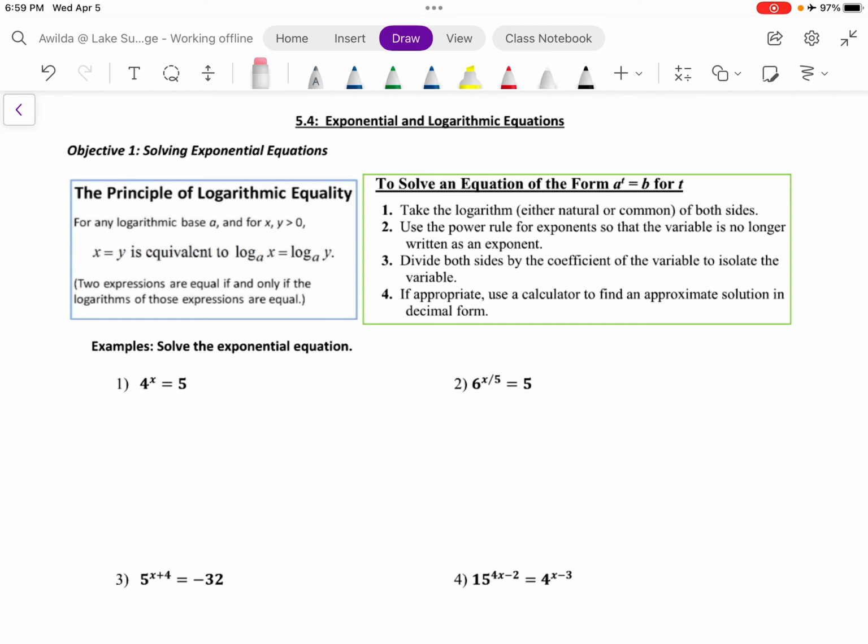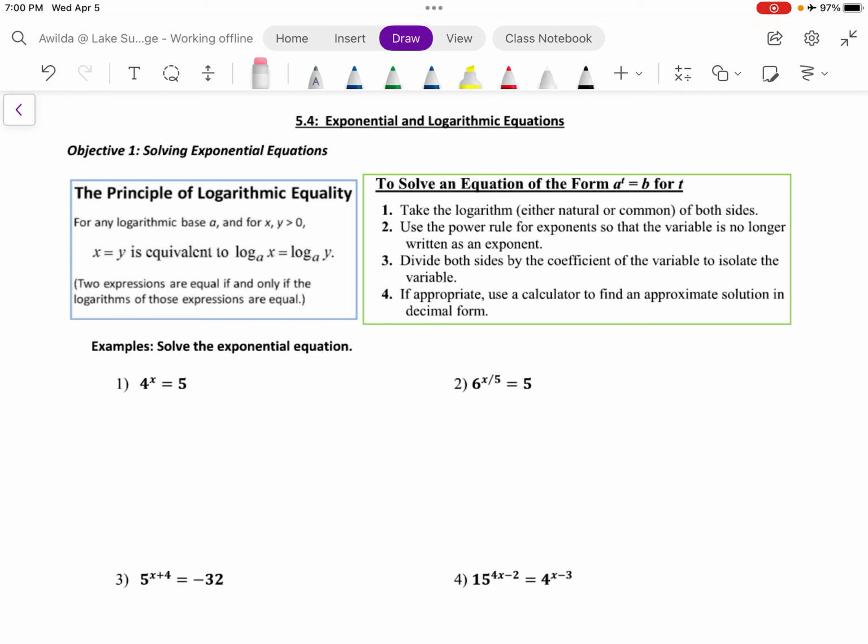Next, let's look at a four-step process for solving equations that are written in exponential form, such as a to the t power equals b, and we're trying to solve for t, the exponent. The first step is to take the logarithm of both sides of the equation. Now you can take the logarithm of any base you choose, but because our calculators come pre-programmed with base 10 and base e, the common and natural logarithms, either of these two would be a wise choice.